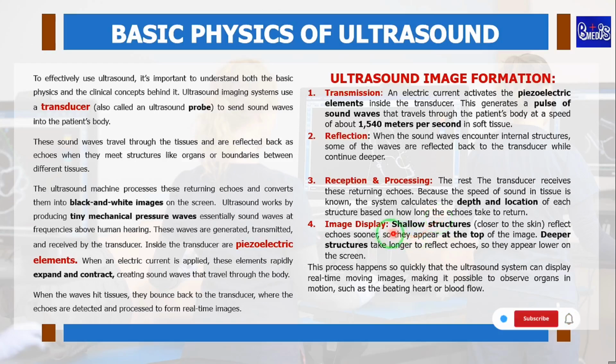Image display. Shallow structures closer to the skin reflect echoes sooner, so they appear at the top of the image. Deeper structures take longer to reflect echoes, so they appear lower on the screen. This process happens so quickly that the ultrasound system can display real-time moving images, making it possible to observe organs in motion, such as the beating heart or blood flow.